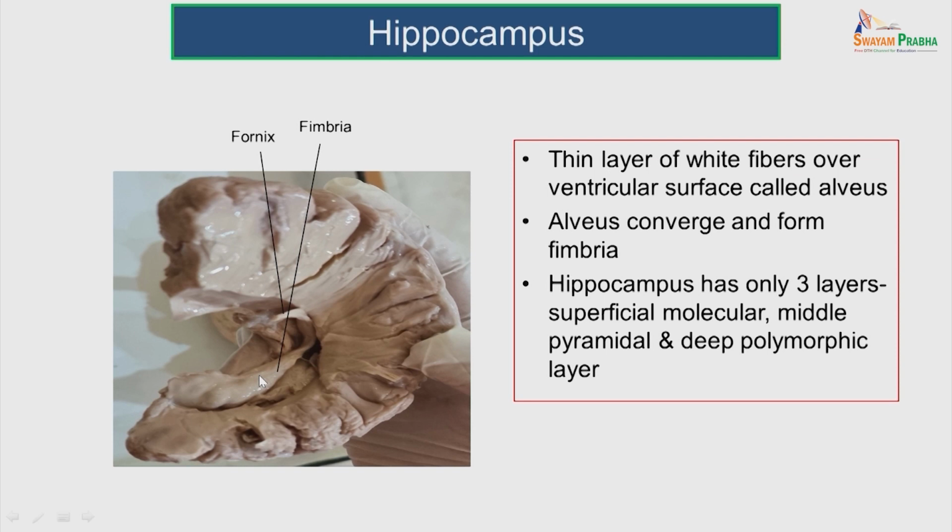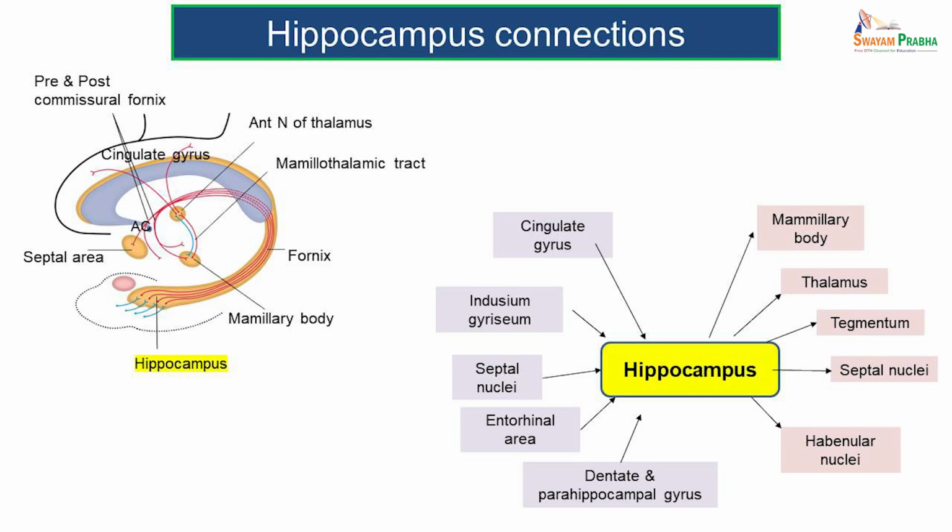And as I said, the regular neocortex has 6 layers, whereas the allocortex, that is the hippocampus, has only 3 layers. It has only a superficial molecular, a middle pyramidal and a deep polymorphic layer.